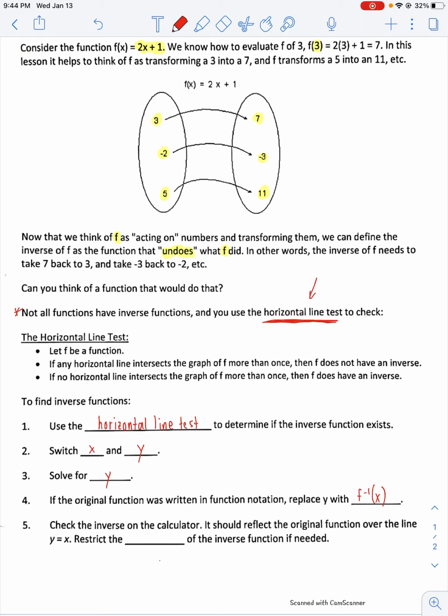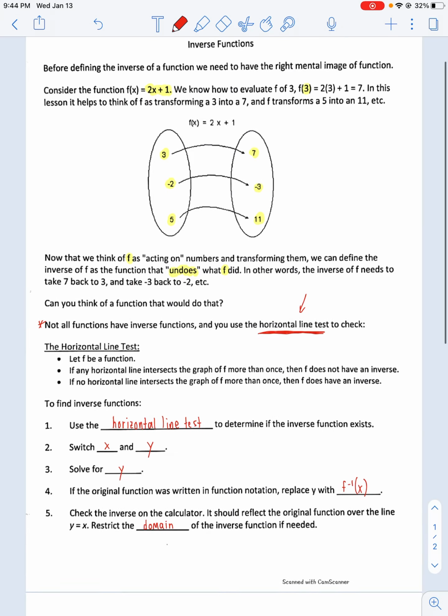Now, there's a step number 5 that's a little more confusing. Sometimes when you do have one that passes the horizontal line test, and you go through the process of rewriting it as an inverse function, you have to check that inverse on the calculator to make sure it will reflect over the original function. And sometimes, if you notice that it won't, you have to restrict the domain. And that's a little complicated. It might be something that I need to cover a little bit more in detail come Monday.